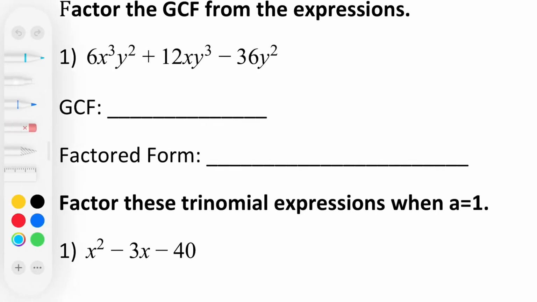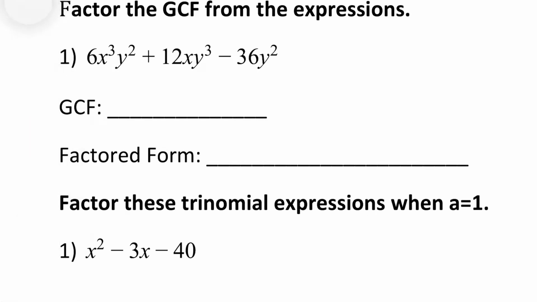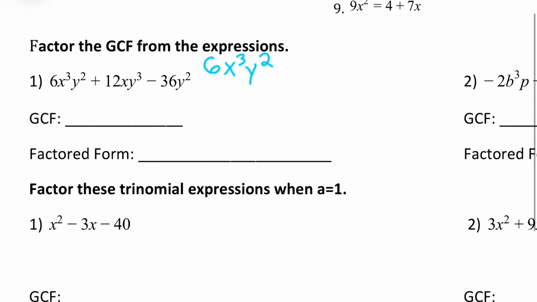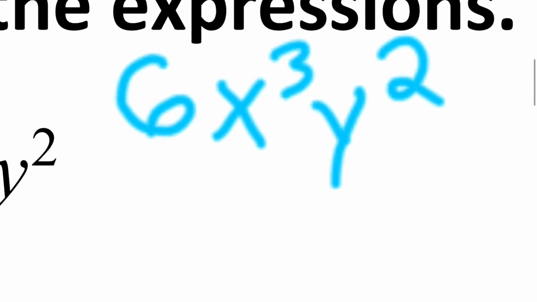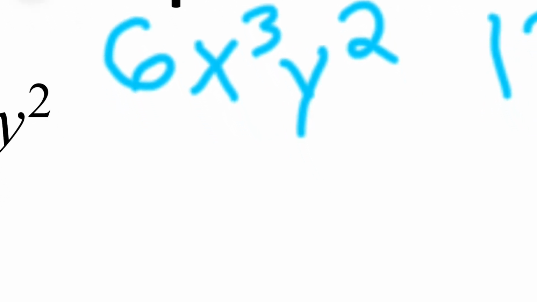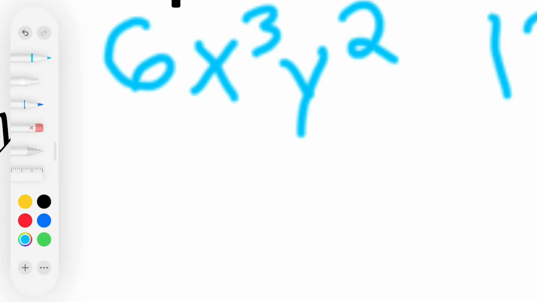So, here it is. We want to determine if we have a GCF with the terms 6x to the third y to the second, and 12x y to the third, and negative 36y to the second. So I'm going to do it the long way first, and then I'll do it the short way for number 2. So I'm going to expand our 6x to the third y to the second out as far as I can. Let's do it in green.